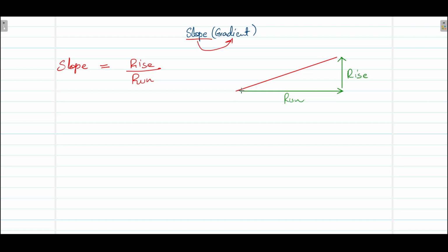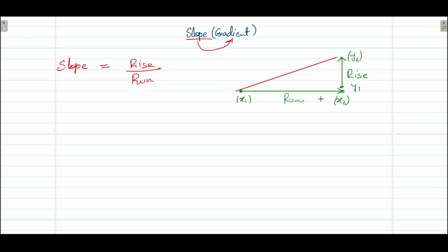This point right here is considered as x1, and the change in the horizontal length is basically x2. Similarly, this point right here is represented as y1, and the change in the vertical height is basically known as y2. So this is the reason why we basically write this run.